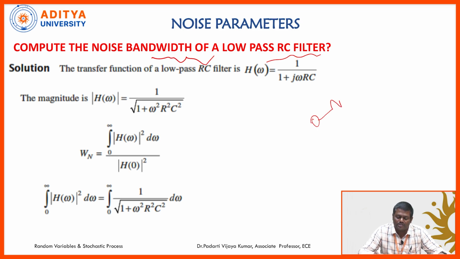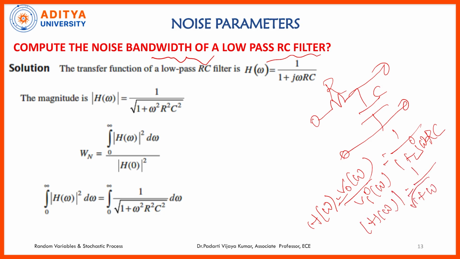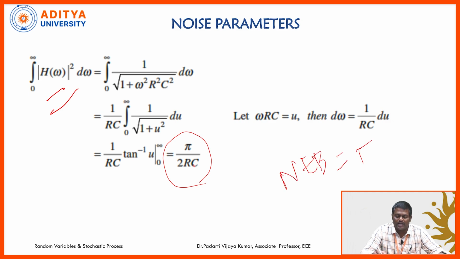Let us see one problem, how to compute the noise bandwidth for a low pass filter. We know what is meant by a low pass filter. This is the circuit of the low pass filter. If you compute the transfer function V naught of omega by Vi of omega, you will get 1 by 1 plus j omega RC. The magnitude H of omega, or gain, is 1 by root of 1 plus omega square R square C square. We substitute and integrate over the limits. The integration from 0 to infinity of |H(omega)| whole square d omega is pi by 2 RC. The noise equivalent bandwidth is pi by 2 RC.